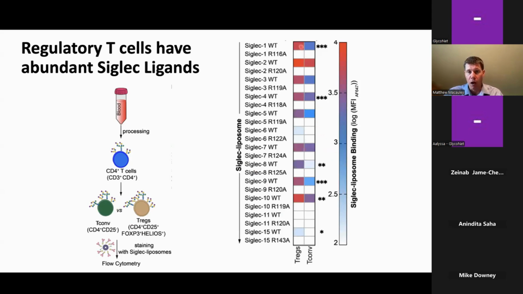On the left, what I'm showing you is the binding to regulatory T cells, and on the right, conventional T cells. And some of these differences are quite profound, up to or over an order of magnitude in binding. So the conclusion here is that regulatory T cells have quite high levels of Siglec ligands on them. And I think that that's a point that the field has not really converged on. And I think this has very interesting functional implications that I'm looking forward to following up on.